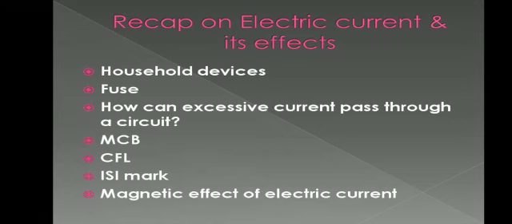MCB, miniature circuit breaker. We are using it instead of a fuse. A fuse breaks due to excessive current so that the circuit opens up and the damage can be prevented. So it cannot be used again, but the MCB is a switch which turns off automatically on its own when a circuit overloads. Once the problem is rectified, we can switch on the MCB once again.